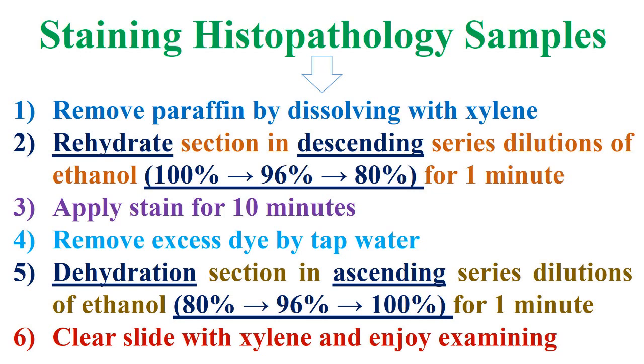3. Apply stain for 10 minutes. 4. Remove excess dye by tap water. 5. Dehydrate section in ascending series dilutions of ethanol as follows: 80%, 96%, and 100% for 1 minute. 6. Clear slide with xylene and enjoy examining with microscope, as mentioned in next slides.